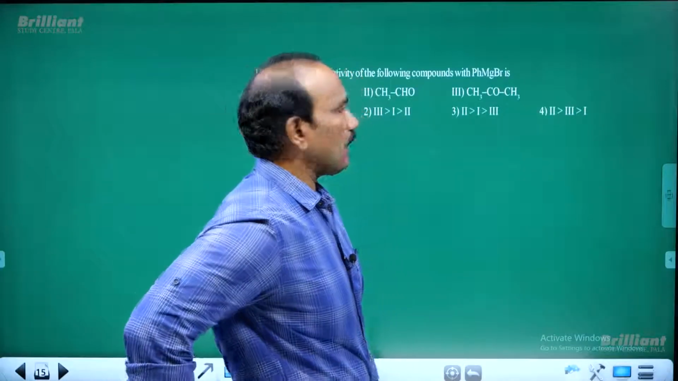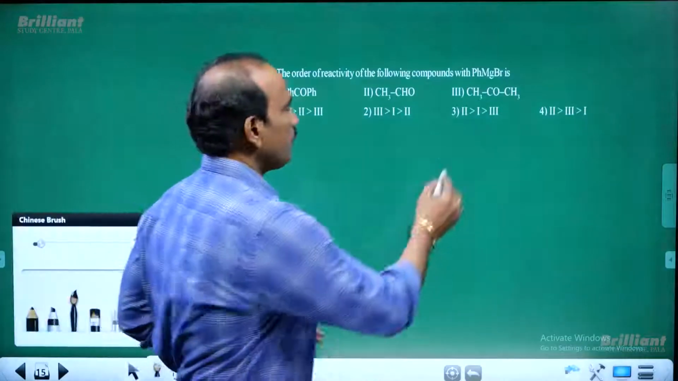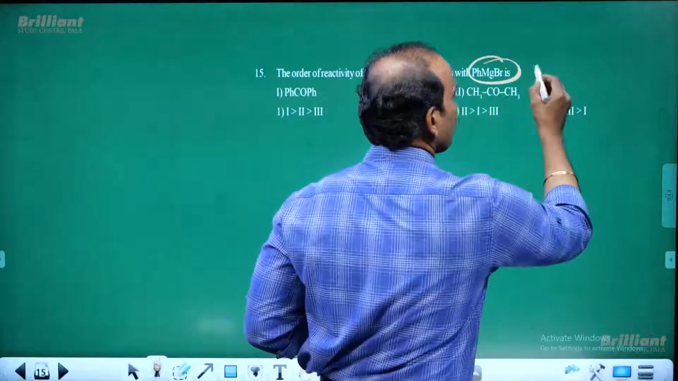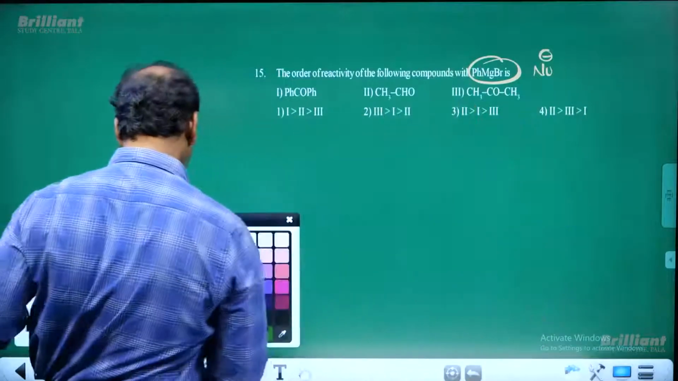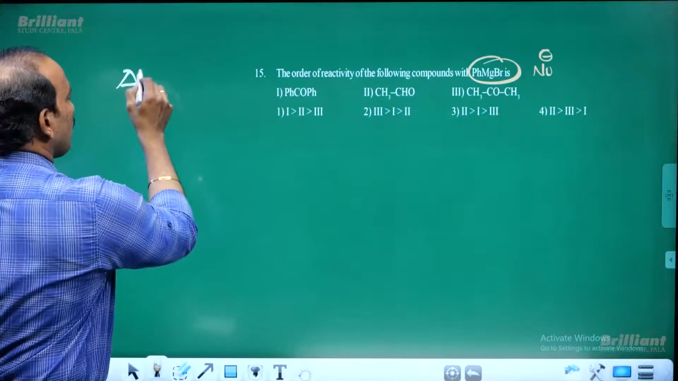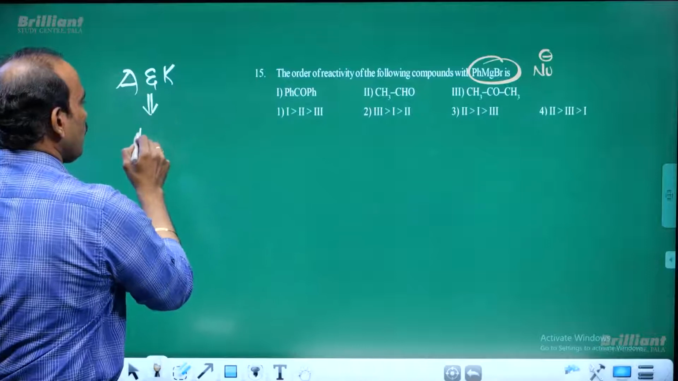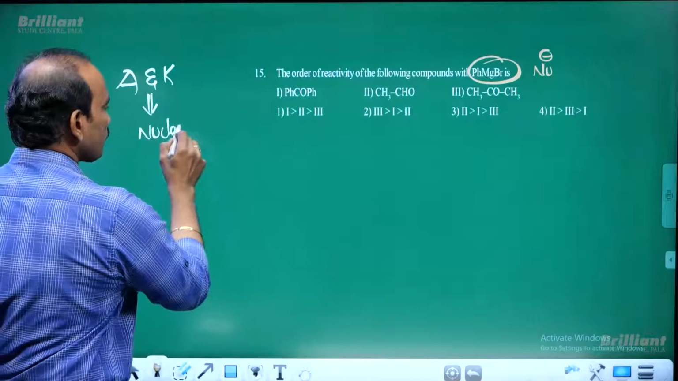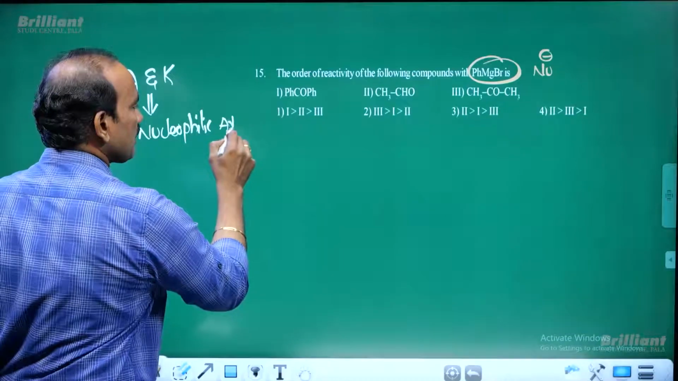Next one. The order of reactivity of the following compounds with the Grignard reagent. What is the Grignard reagent here? This is the nucleophile. Aldehydes and ketones are involved in nucleophilic addition reactions.